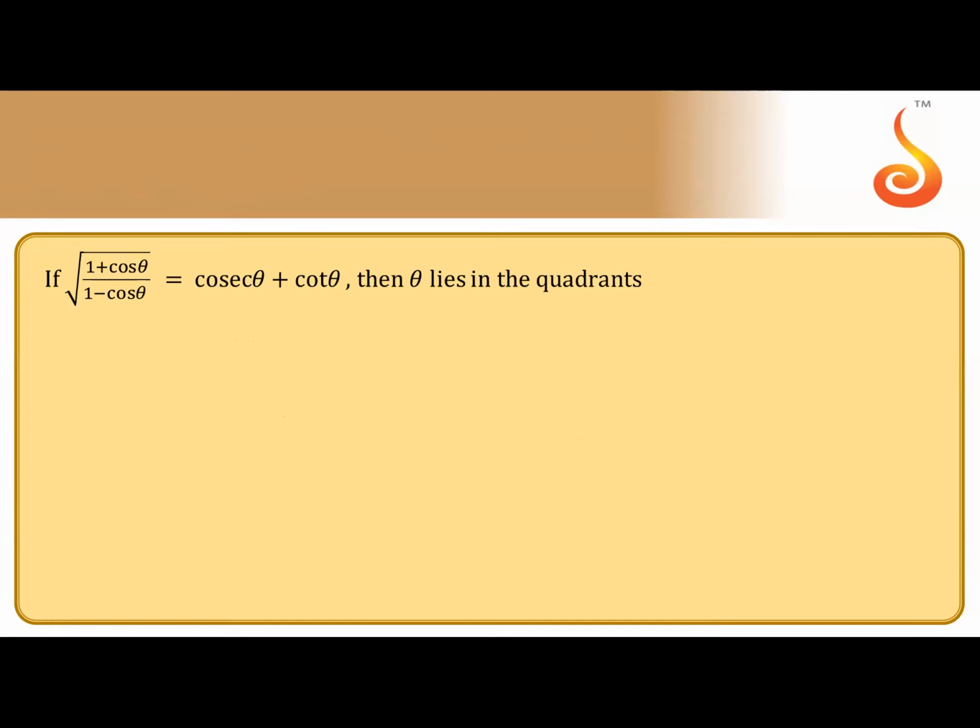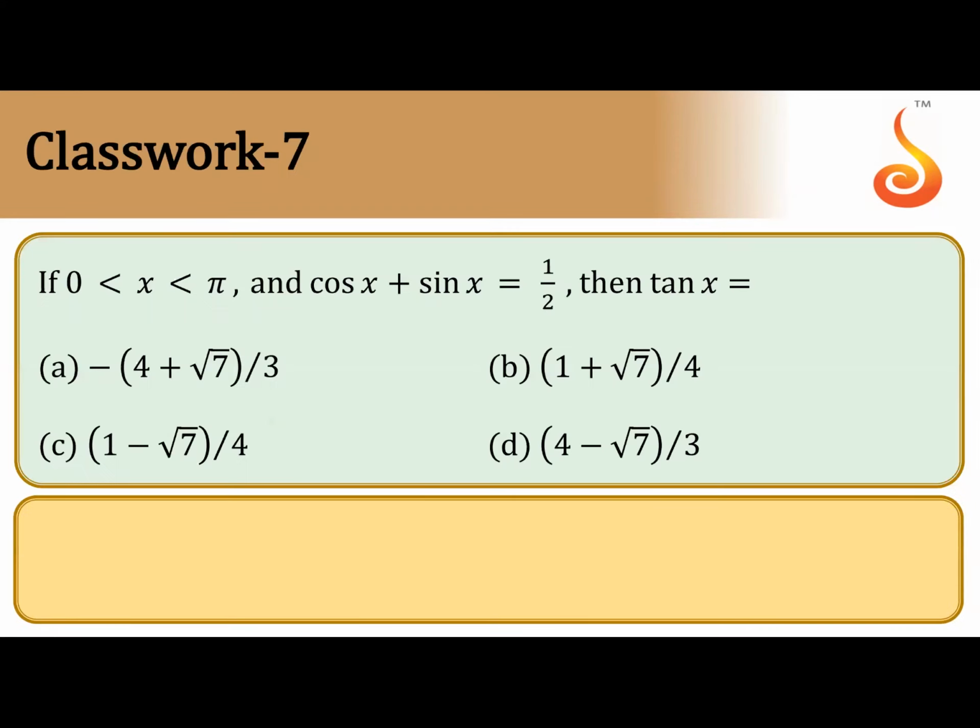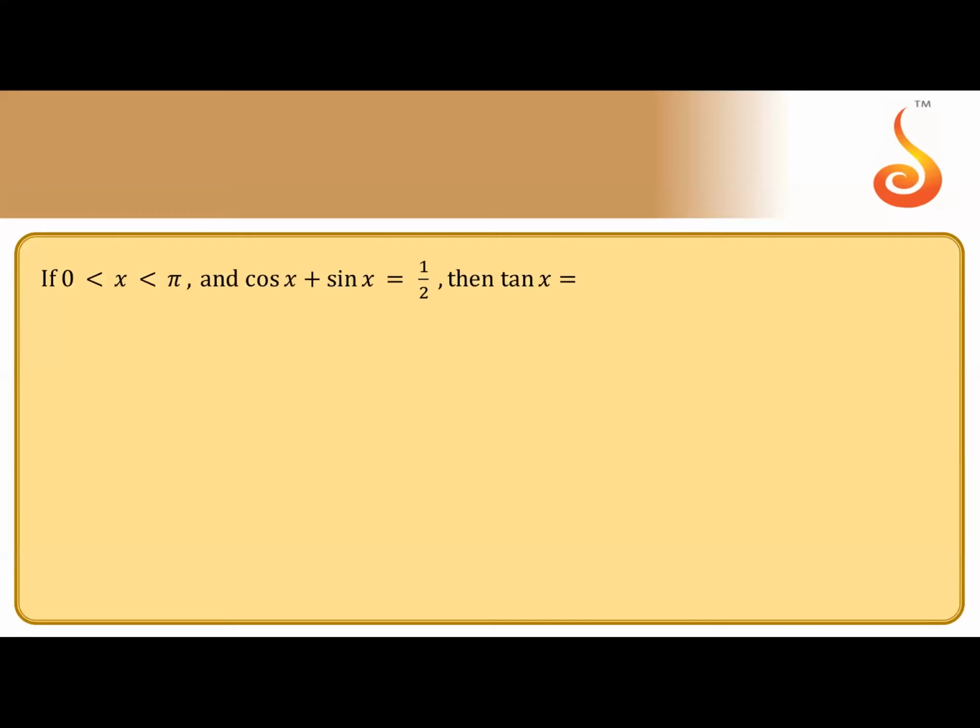Okay, fine. Next question. Given 0 less than x less than pi, sin x plus cos x is 1 by 2, they are asking the tan x value. This is also a very good question. What is the value of tan x? What would it mean? Just square on both sides.